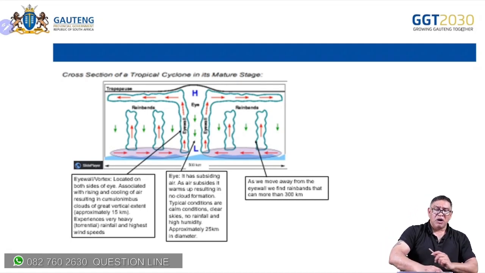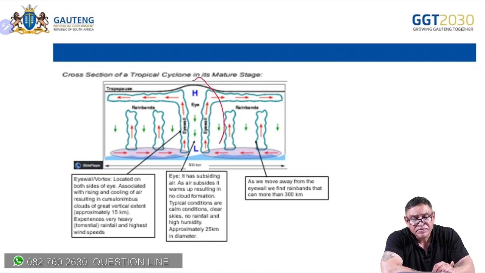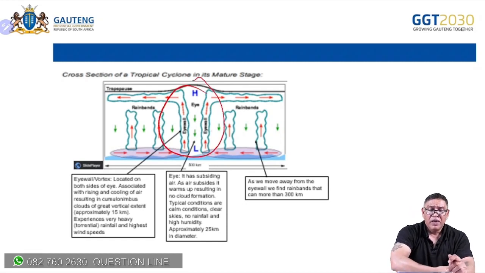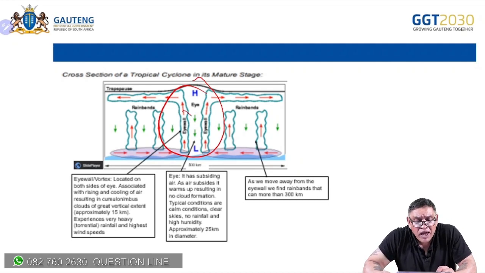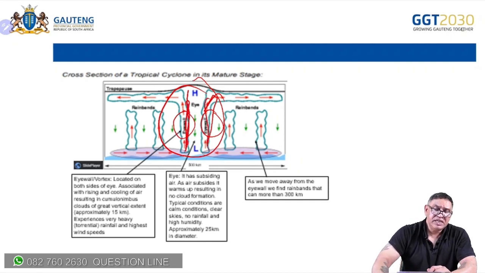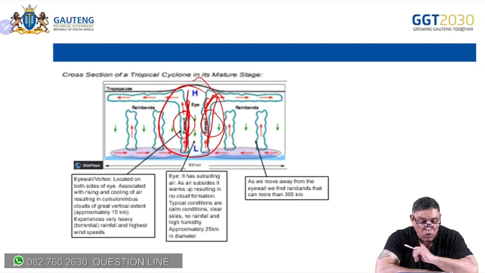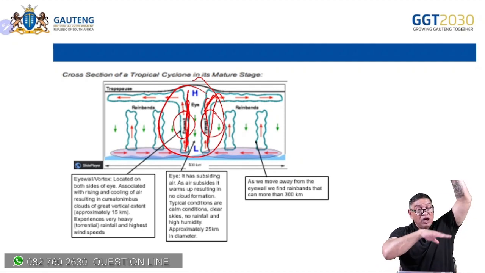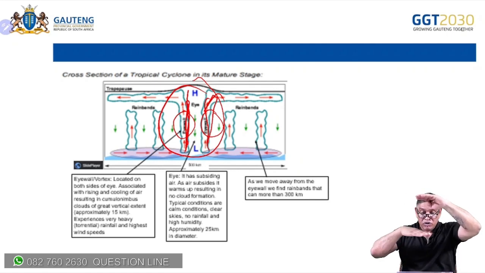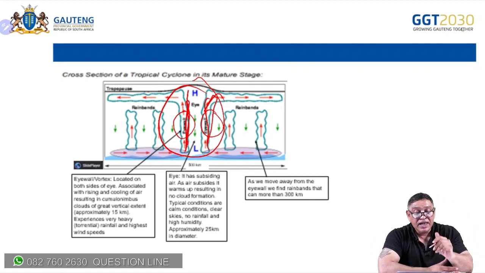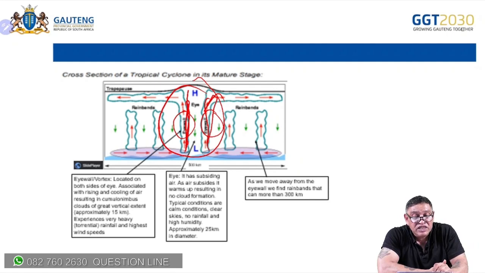Then here we spoke about the eye and the eye wall. The eye wall is also known as the quadrants. This is where the warm air comes up and rises, and as it rises, there's rapid upliftment in this eye wall. Due to rapid upliftment and cooling, cumulonimbus clouds form along this eye wall, and that is where you have your heavy rainfall.